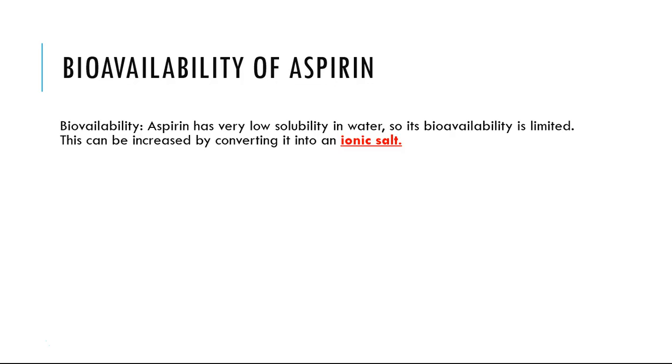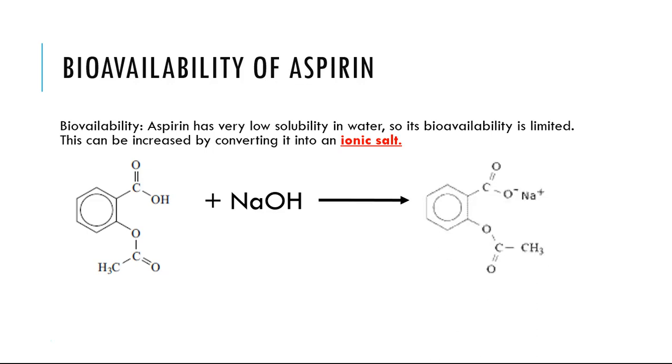Now, aspirin has fairly low solubility in water, which limits its bioavailability. But we can increase this by converting it into an ionic salt. And it's not just aspirin we do this with. This is actually a pretty common technique to increase bioavailability. So this is our aspirin molecule, and we're targeting the carboxyl group here. So we're going to basically neutralize that carboxyl group with sodium hydroxide, and we're going to remove the acidic hydrogen, and now we're going to have an ionic salt. So we have the negatively charged group here that forms a compound with a positive sodium, and we produce water as a byproduct.